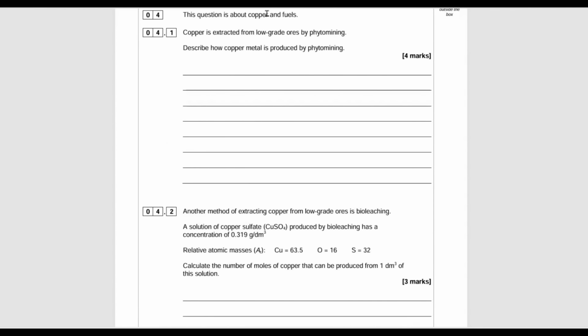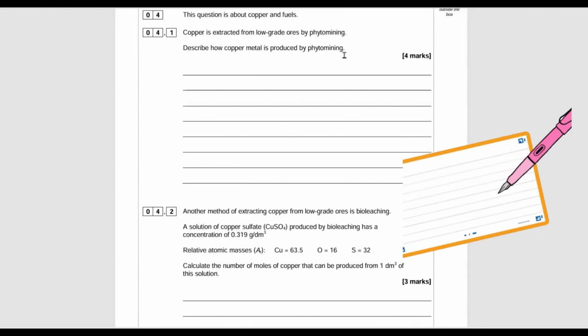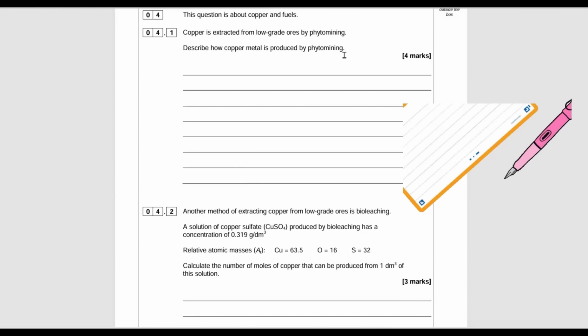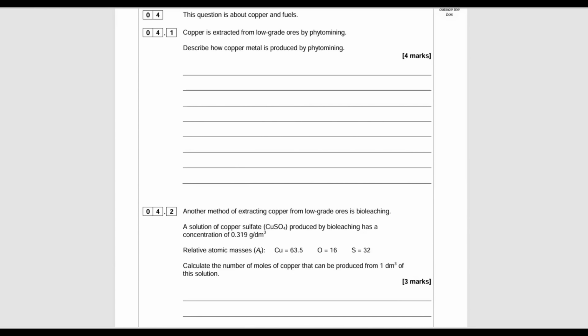Right, this question is about copper and fuels. Copper is extracted from low-grade ores by phytomining. Describe how copper is produced by phytomining. You need to know this off by heart. If you don't know it, after I've gone through the question, get a revision card and write down what is phytomining, and then on the back put 4 bullet points. Right, I'm going to go through the answer now. If you've had a go, well done.